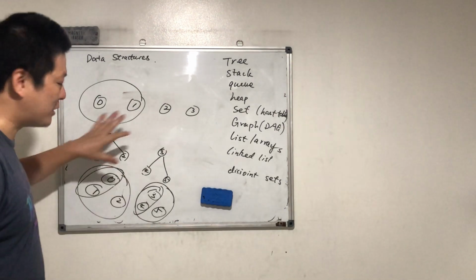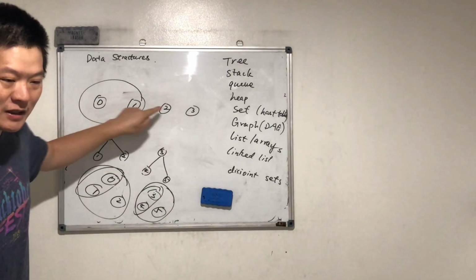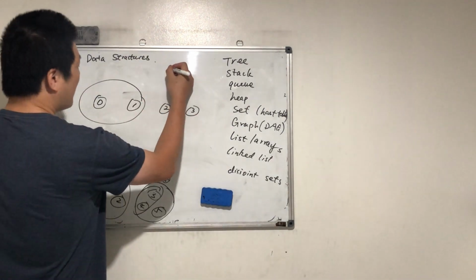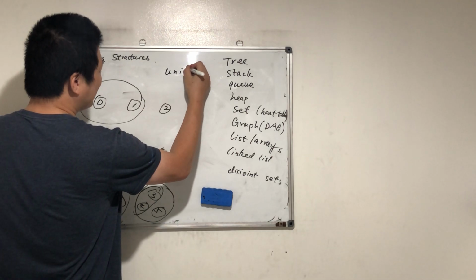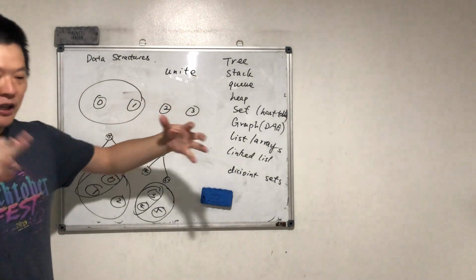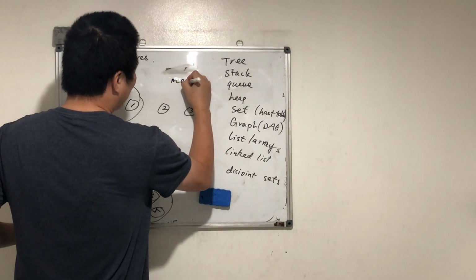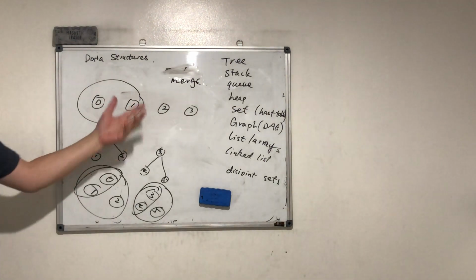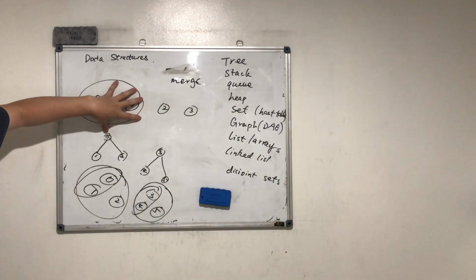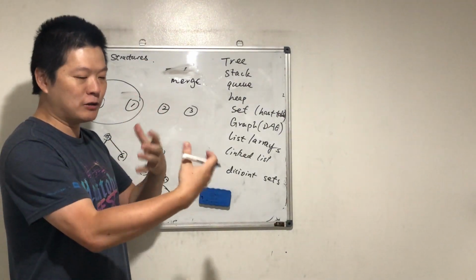So to solve this problem, we need a disjoint set. At the beginning, each node is an individual group. But we have a function called unite, or we can call it merge. Merge, yeah, better. If we merge 0 to 1, we will update the data structure to make both belong to the same group.